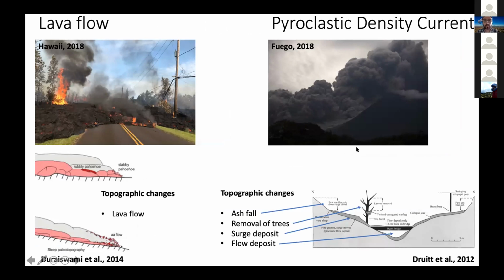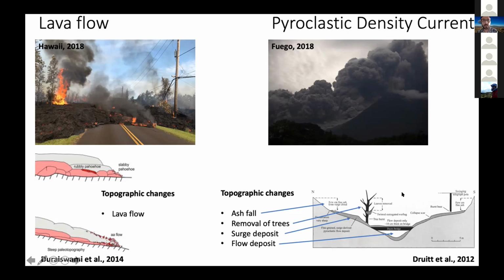In a pyroclastic density current, you have different aspects and different sources for the topographic changes. You can have small changes due to the ash fall, the surge deposit on the overbank and some flow deposit in the incised valley, and also the removal of the trees, which we'll see later, has an effect on the topographic changes.